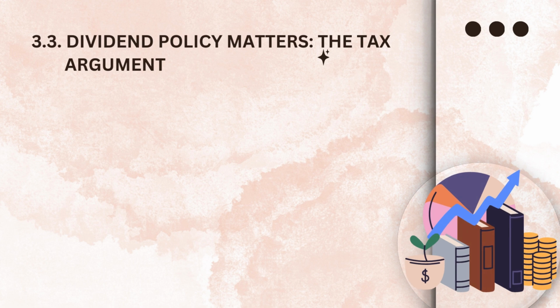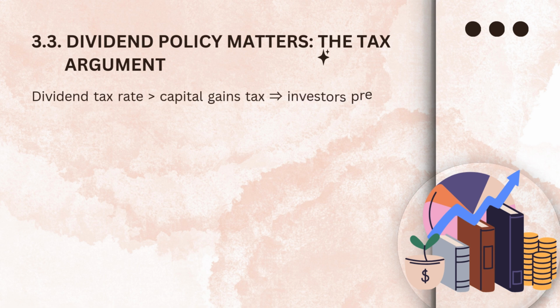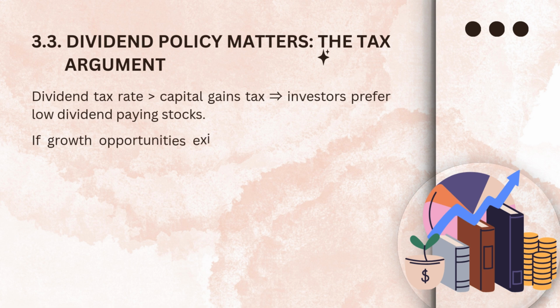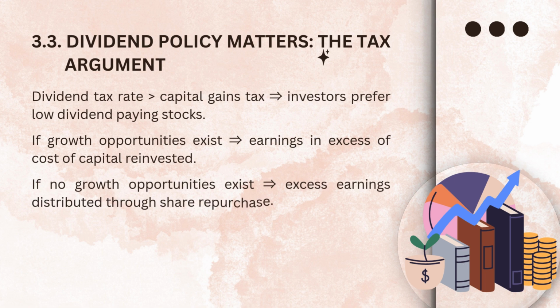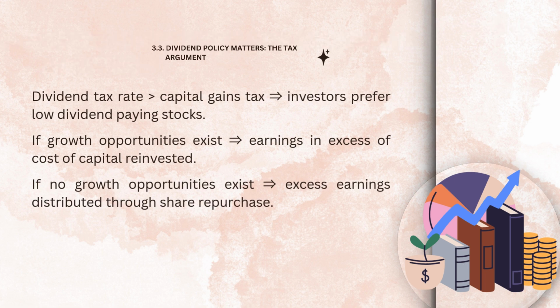3.3 Dividend policy matters: the tax argument. Dividend tax rate versus capital gains tax. Investors prefer low dividend paying stocks. If growth opportunities exist, earnings in excess of the cost of capital are reinvested. If no growth opportunities exist, excess earnings are distributed through share repurchase.